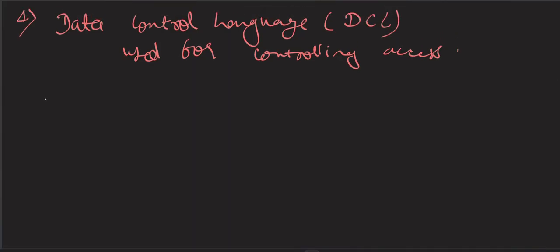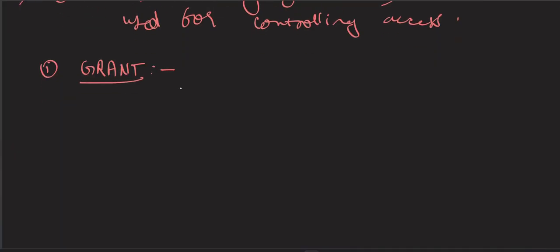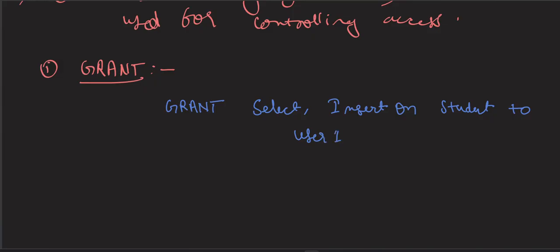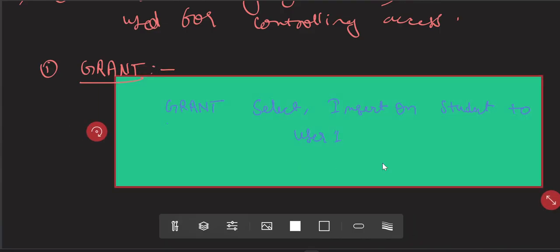So the first one is grant. Okay. So let's see the query for this. So grant select, insert on student to user one. Okay. So this is the query for the grant command.